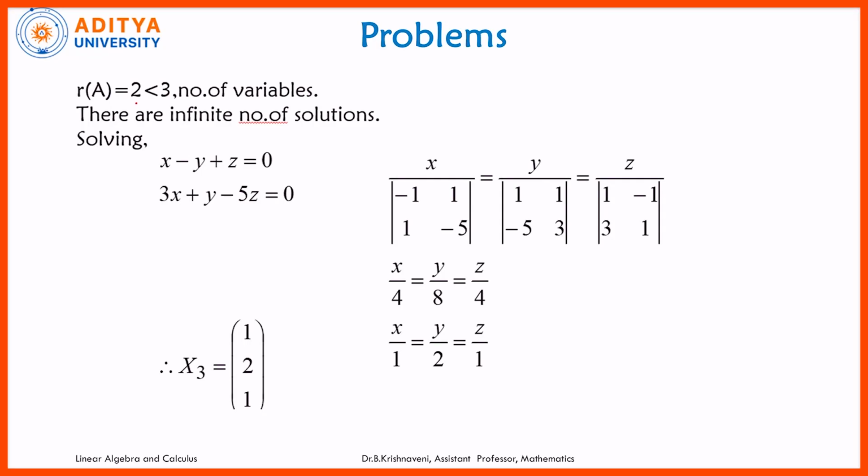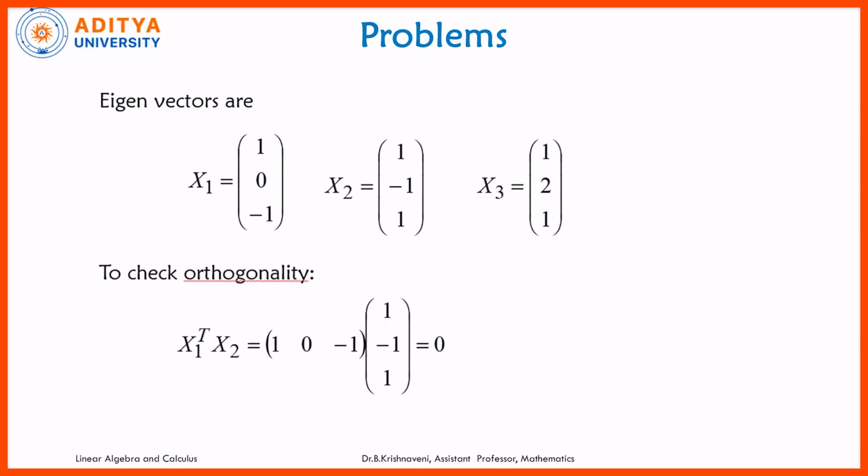So, again here the rank is 2, which is less than the number of variables, since it has an infinite number of solutions. On solving with the same process, we got x by det of minus 1 1, 1 minus 5 is equal to y by det of 1 1, minus 5 3 is equal to z by determinant of 1 minus 1, 3 1. So, that gives x by the determinant value 4 is equal to y by the det value 8 is equal to z by the det value 4, which can be written as x by 1 is equal to y by 2 is equal to z by 1. Therefore, the eigenvector is given by (1, 2, 1). At last, you got all the 3 vectors x1, x2, x3.